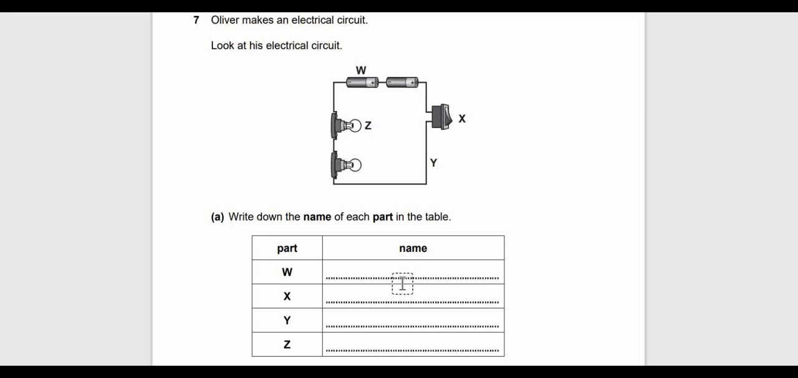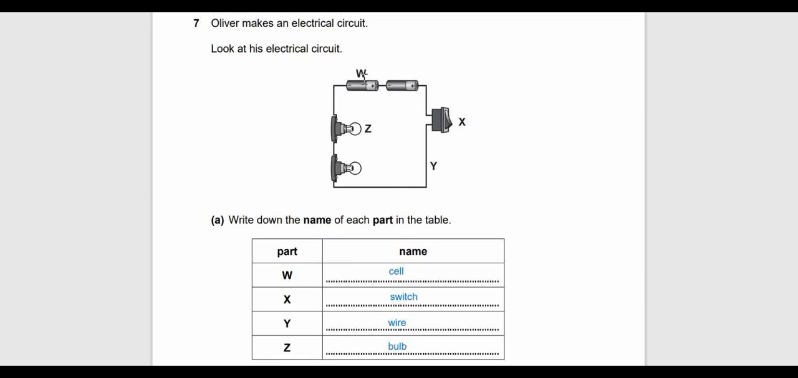Alright, let's open up the answer. W is a cell, or you may answer battery. X is a switch. Y is a wire. Z is a bulb. Alright, let's move on.